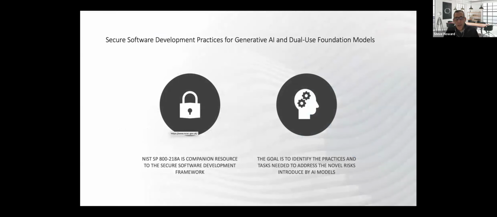But those two really are intended to be companion resources and frameworks. So the NIST SP 800-218A is really a resource to help people use generative AI and dual use foundation models in a safe and secure way. So the goal is really to identify the practices and tasks that need to address the risks that we're introducing with AI from a security perspective.